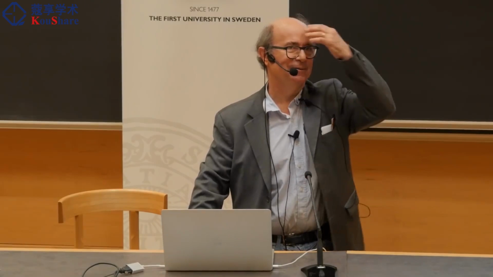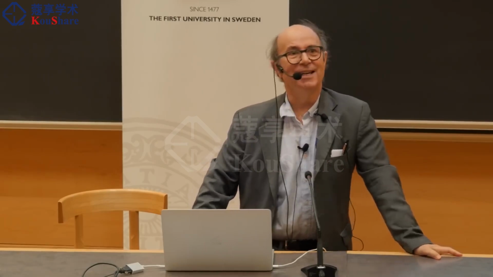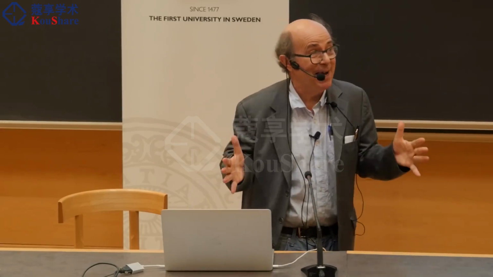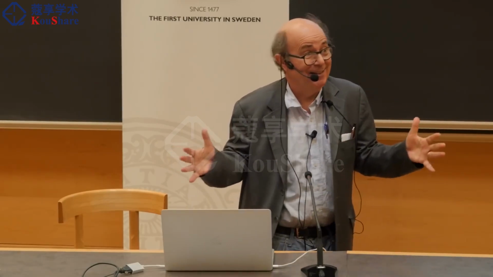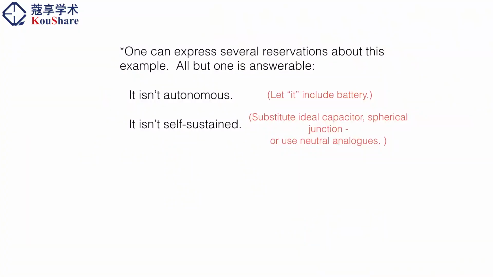And this reminds me of the famous discussion of Bill Clinton, where he says, well, it depends what the definition of "is" is. If the system includes the battery, then the whole thing is that system. So that's autonomous. It isn't self-sustained. That is, the battery will eventually run down. If you close the circuit, somewhere there'll be resistance and the battery will run down.